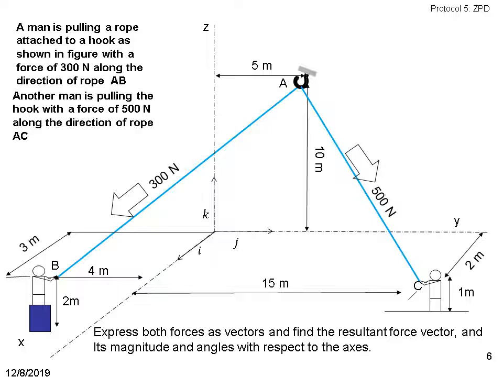Once you have the two forces, the addition is very simple. You add the I's, J's, and K's, and you get the resultant. Once you have the resultant force in terms of I, J, and K, you can find the magnitude and the unit vector, from which you can calculate the angles it makes with the reference axes: alpha, beta, and gamma.